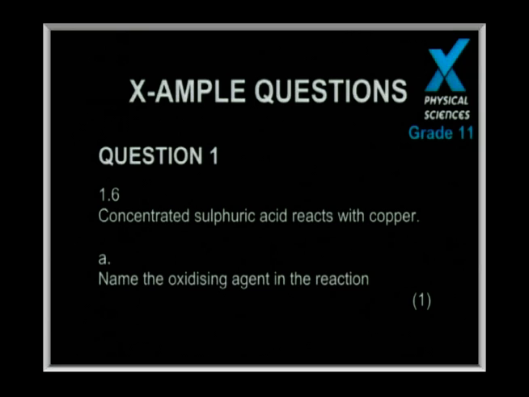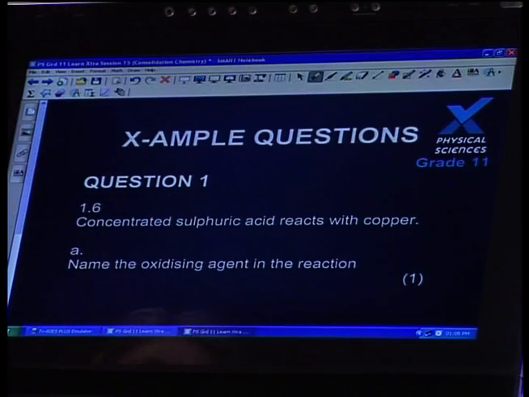Concentrated sulfuric acid reacts with copper. Name the oxidizing agent in this reaction. So concentrated sulfuric acid reacts with copper. Name the oxidizing agent in this reaction. Now, guys, it is important, I think, to know that most acids are oxidizing agents. It obviously depends on what it's reacting with. So in a reaction between a metal and an acid, the acid will definitely be the oxidizing agent.